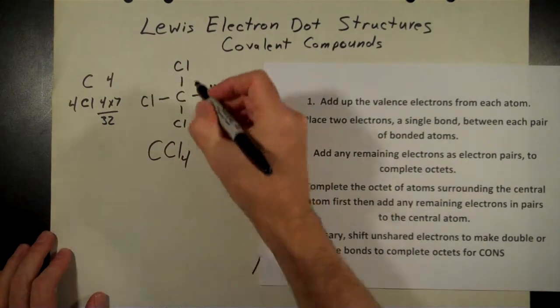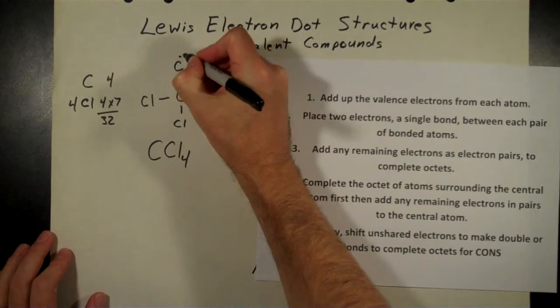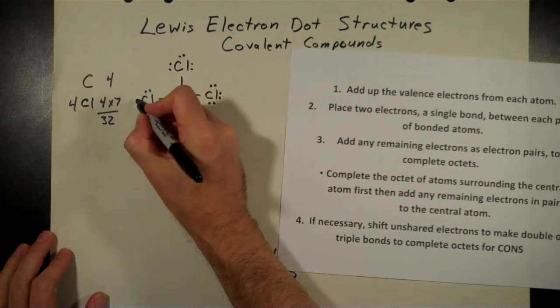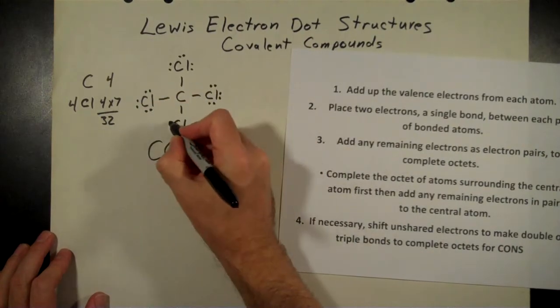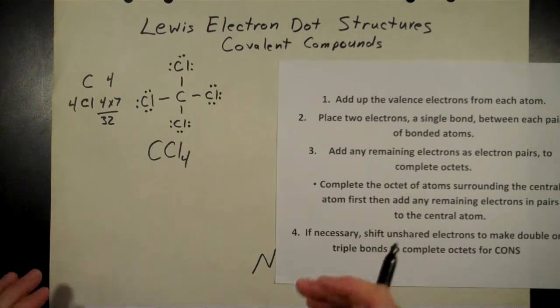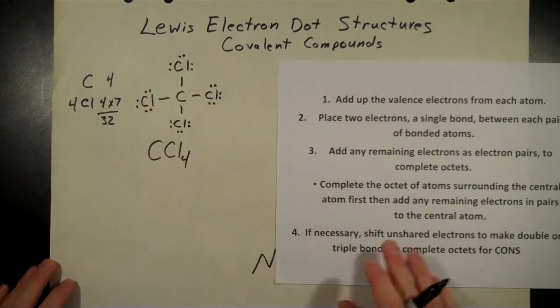The other 3 chlorines work exactly the same way. So we'll just add 6 more electrons to that. That completes the octet there. And 1, 2, 3, 4, 5, 6 more there. And we'll do the same thing on this one. All right, so that completes the octet on each of the 4 chlorines.